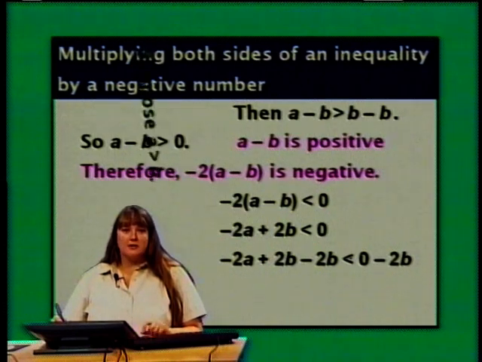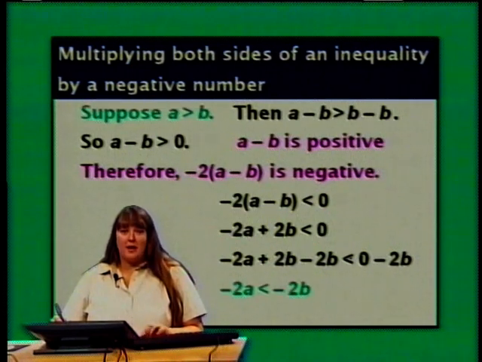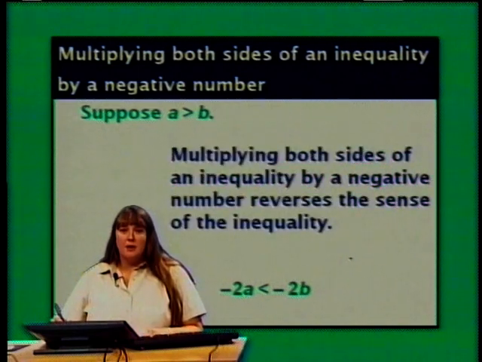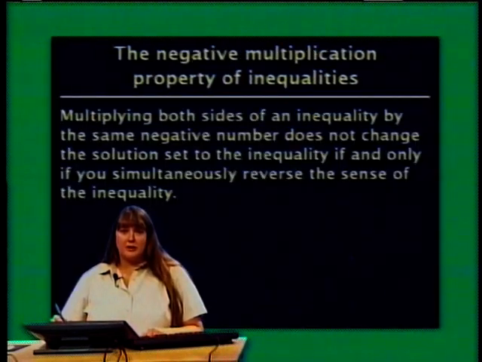Let's compare to what we started with. We started with a is greater than b. We ended with negative 2a is less than negative 2b. Once again, we saw that when we multiplied both sides of an inequality by a negative number, negative 2 in this case, the sense of the inequality reversed. Multiplying both sides of an inequality by a negative number, in general, reverses the sense of the inequality. This is the negative multiplication property of inequalities. This is something you need to remember.